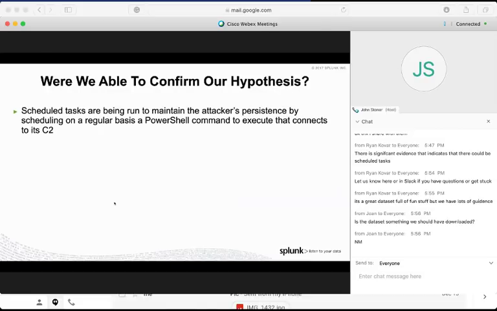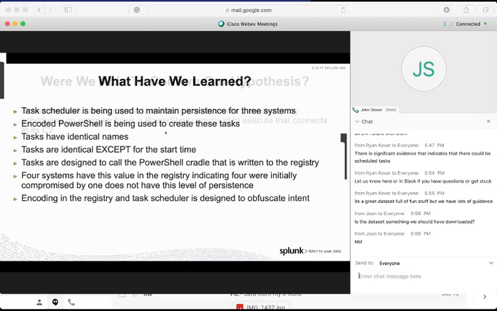Well, we did see scheduled tasks that were being run, right? We saw 3 of them running. And this certainly looks like via a PowerShell command that somebody was executing. Yes, we were certainly seeing this happen. So what have we learned? Because again, every hunt that we have, we want to make sure we walk away and that we learn something. Well, we're seeing that task scheduler was being used to maintain persistence.